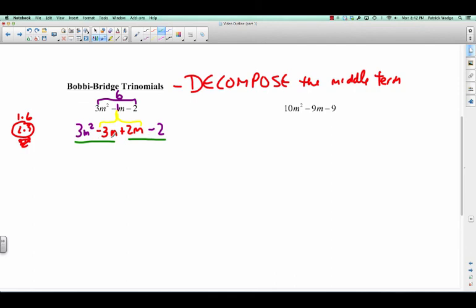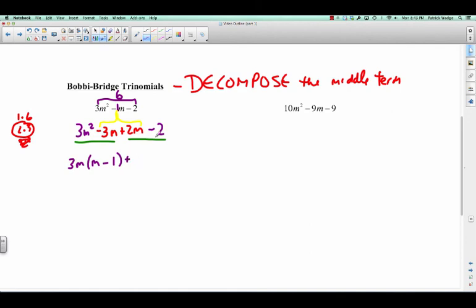So that's what we do. We pair them up, the first two, the second two, and then we try to take out the greatest common factor of each. So what's the greatest common factor of these first two terms? 3m squared and -3m. The greatest common factor is 3m. What do you multiply 3m by to get 3m squared? M. What do you multiply 3m by to get -3m? -1. Okay, I see a plus sign, so I put a plus.